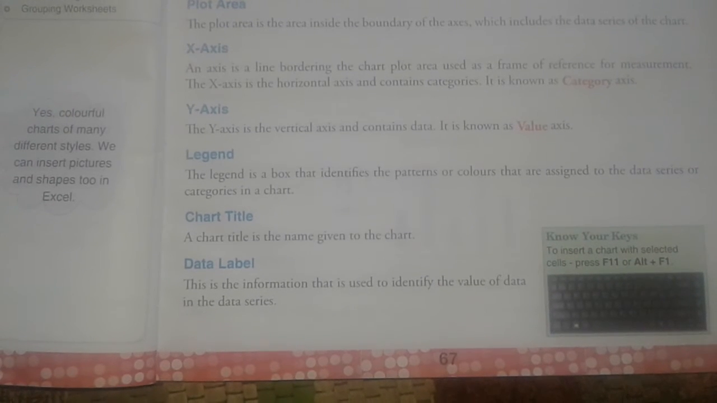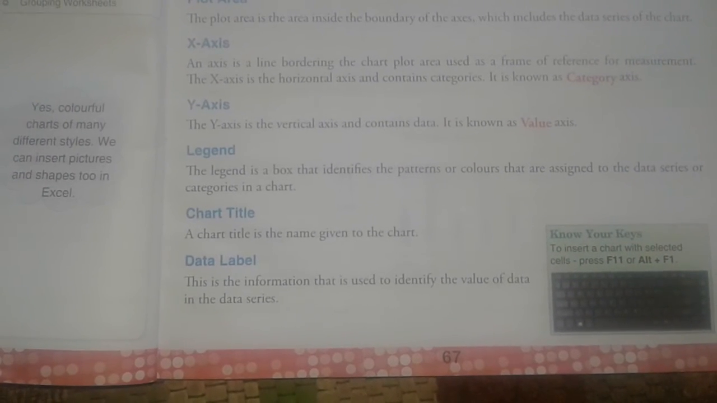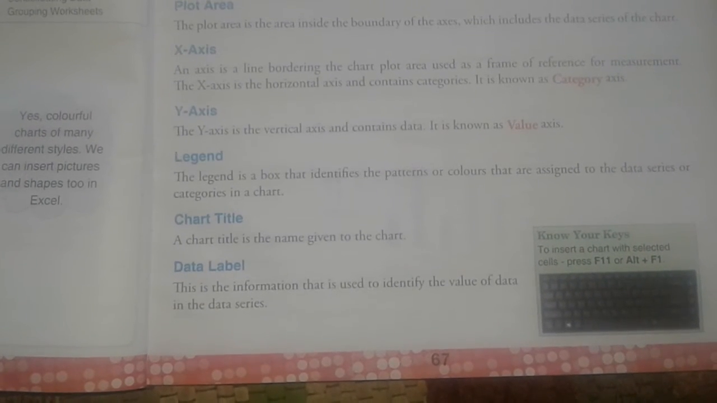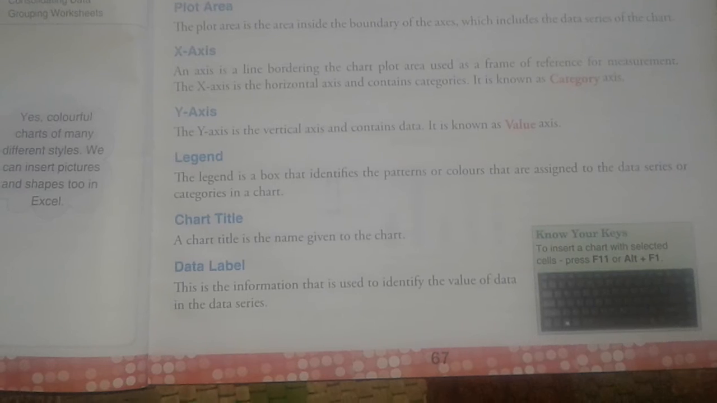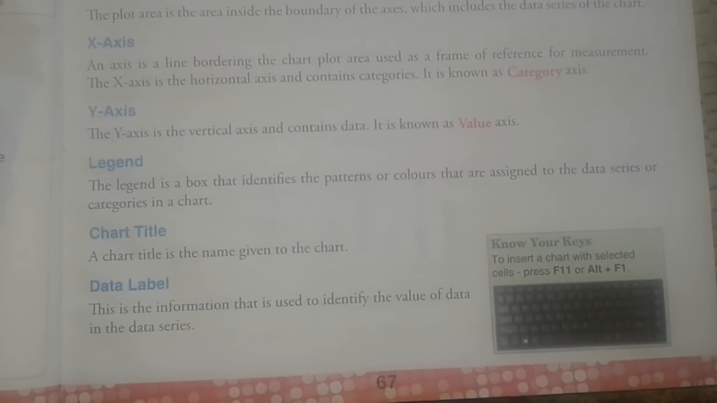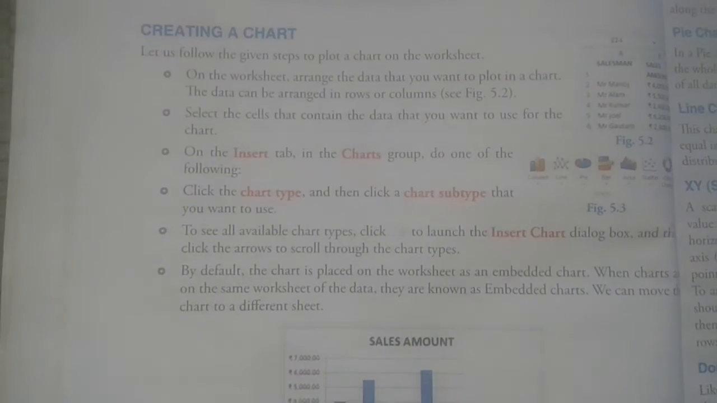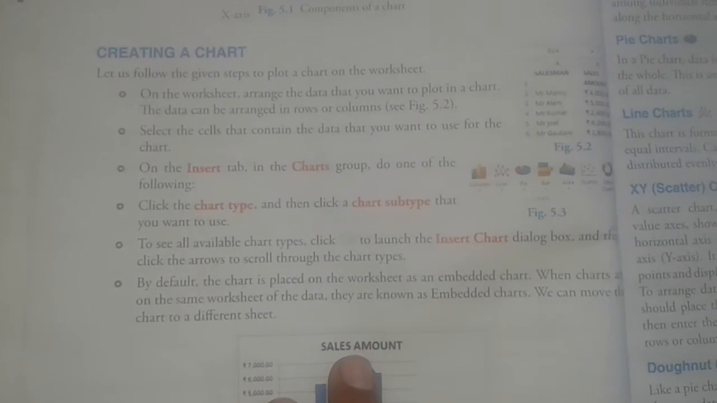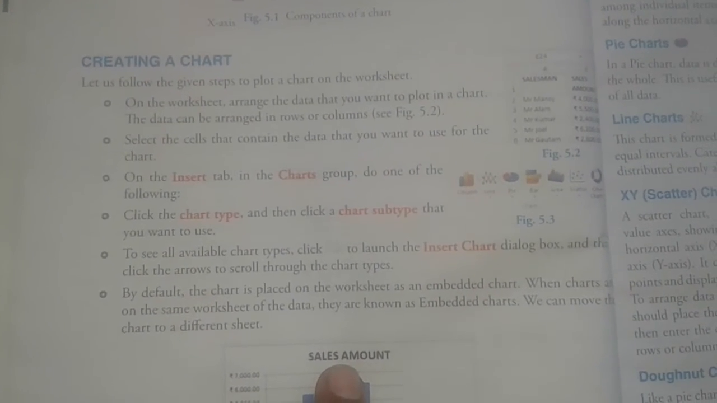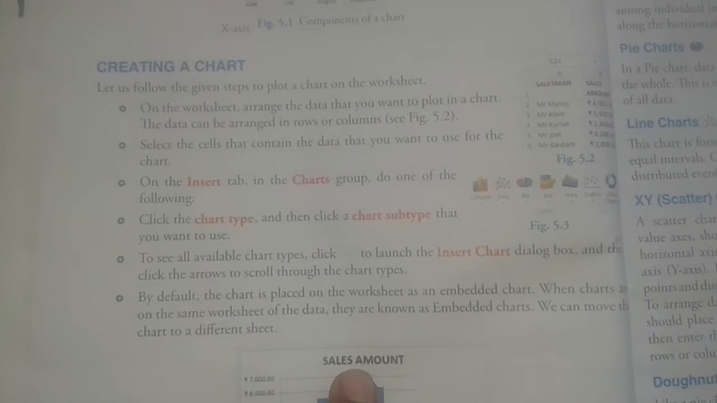How can you insert the chart? There are two options to insert a chart. Either you press the F11 key to insert a chart, or you press Alt plus F1. So these are two shortcut keys through which you can insert the chart. Now moving forward, creating a chart. How are you going to create a chart? This one is very important because you have to know how to create a chart.